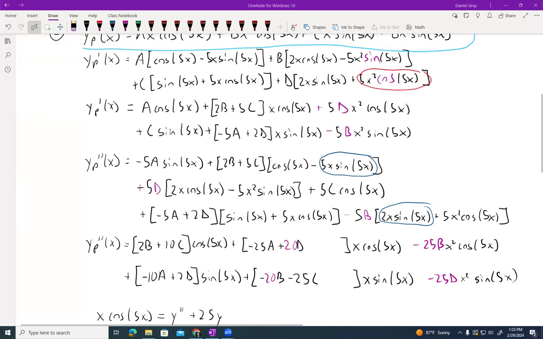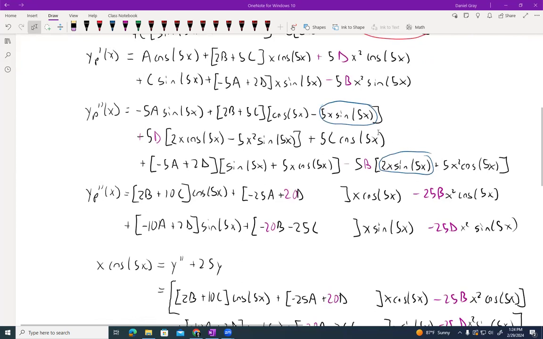Okay. For my c term over here, it's going to be plus c times 5 cosine of 5x, so plus 5c cosine of 5x. Okay. Negative 5a plus 2d, take the derivative of this. I'm going to get a sine of 5x plus 5x cosine of 5x. And then my minus 5b over here, take the derivative of this. I get a 2x sine of 5x plus a 5x squared cosine of 5x. And then now, again, I regroup things based on what the power of x is.